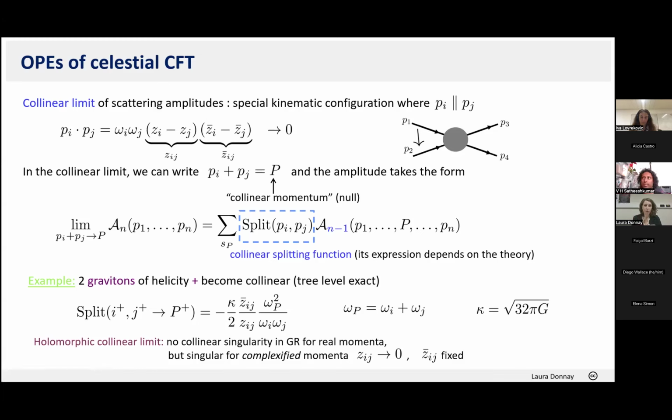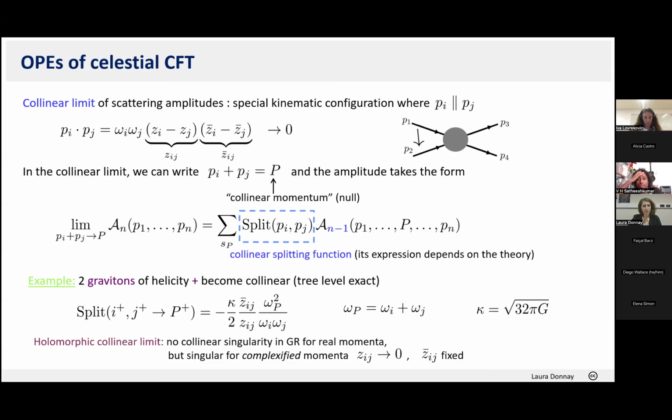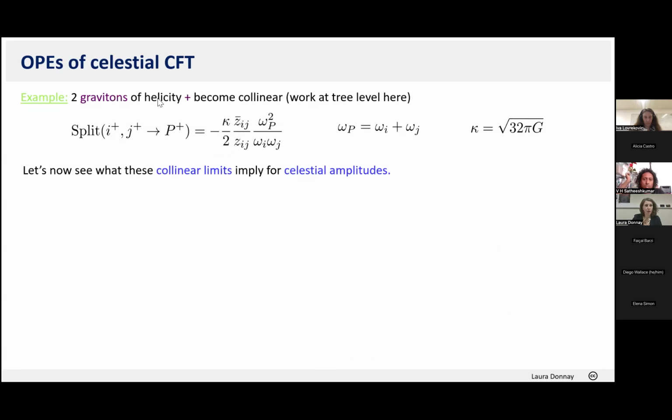And just to tell you, people in amplitudes complexify the momenta all the time. There are many interesting things that you can do with complexified momenta. This is something very standard, just for you to know. And for the case of the OPE, it's going to play an important role, because precisely this holomorphic limit is going to allow us to extract some OPE coefficient.